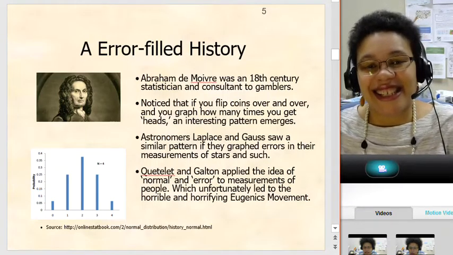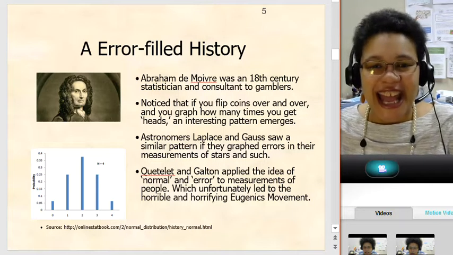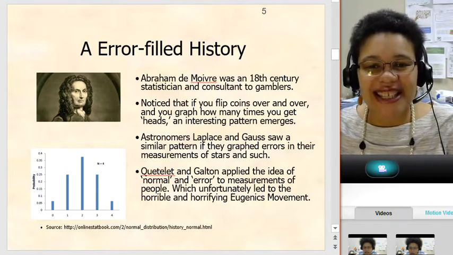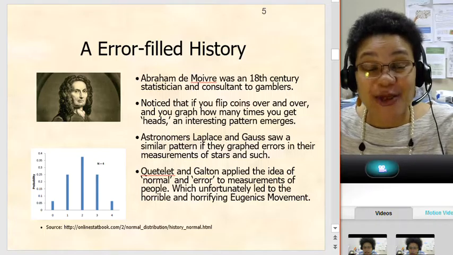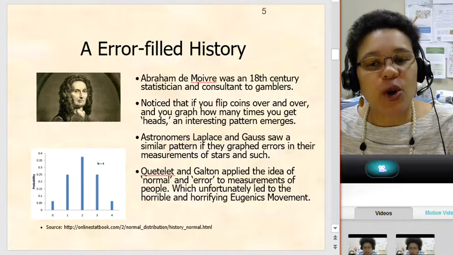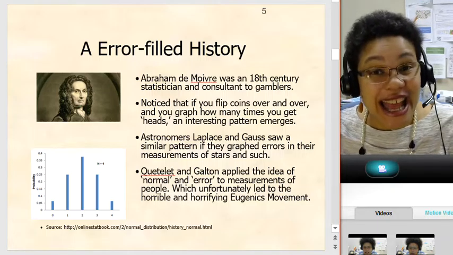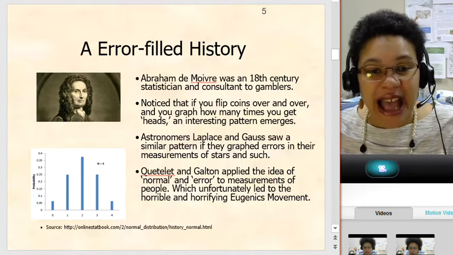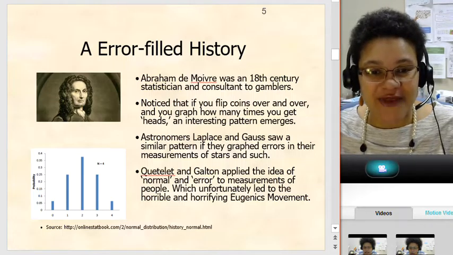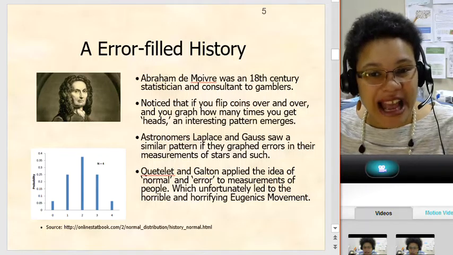Now, the history is kind of funny. Abraham de Moivre was an 18th century statistician and he was a consultant to gamblers. He noticed that if you flip coins over and over and you graph how many times you get heads, an interesting pattern emerges. This little graph here at the bottom shows kind of what pattern emerges.